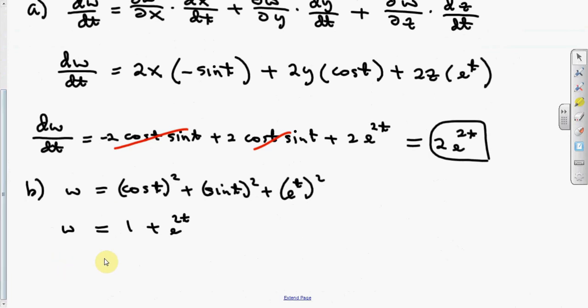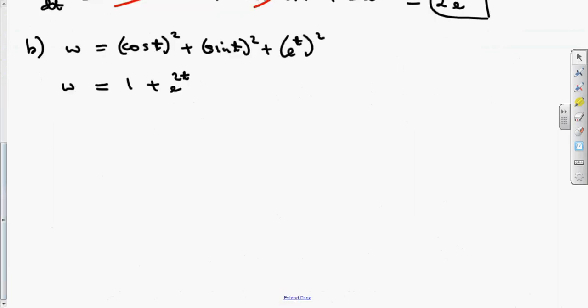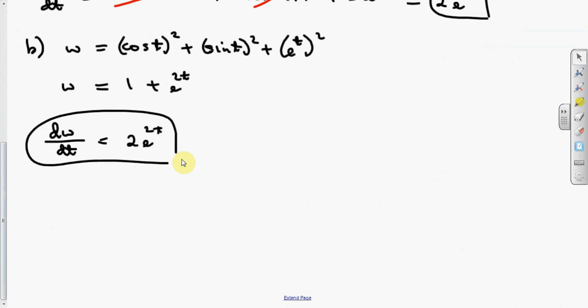So now we find directly dw over dt, where the derivative of 1 is 0, the derivative of e to the 2t is e to the 2t times the derivative of 2t, which is just 2. So this is 2 times e to the 2t. You see how in part A it was good to convert that answer to a function of t so that you can look at both of these, part A and part B, and see, hey, they're both the same answer, right? And they're supposed to be.